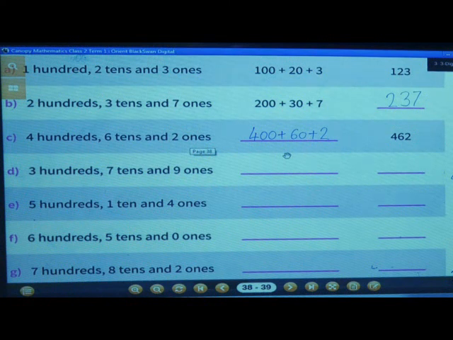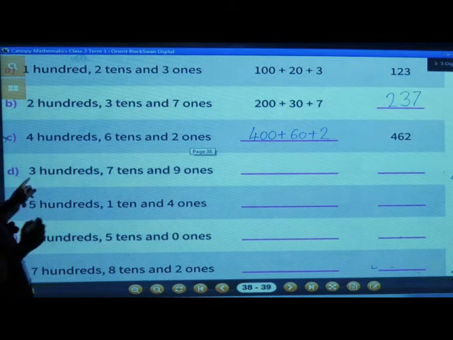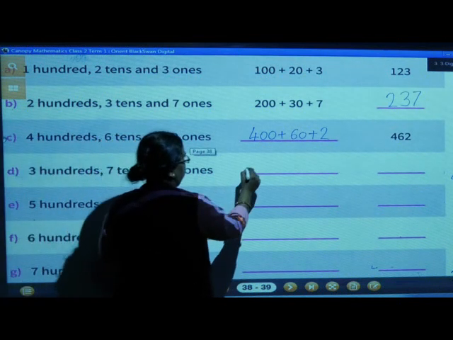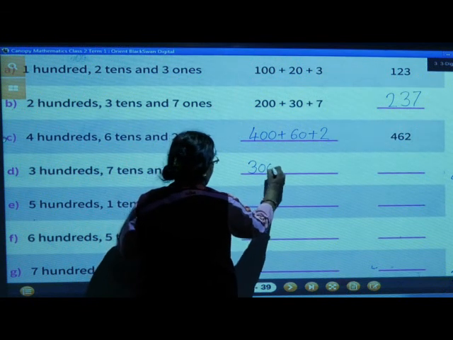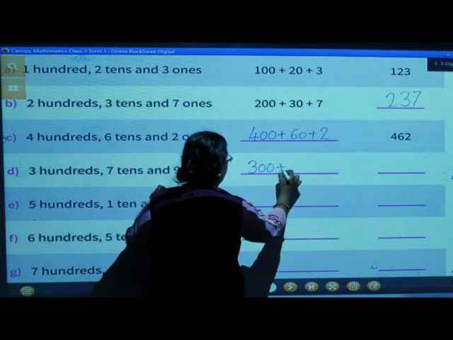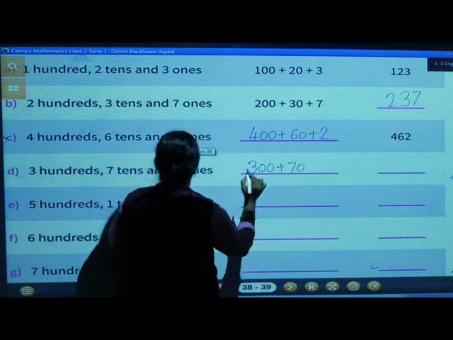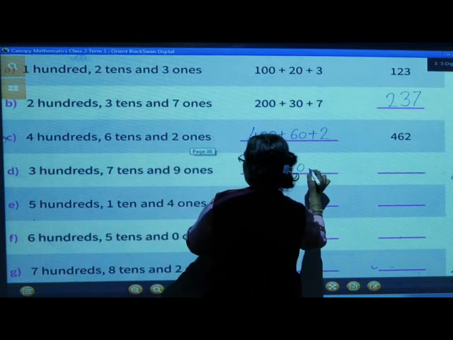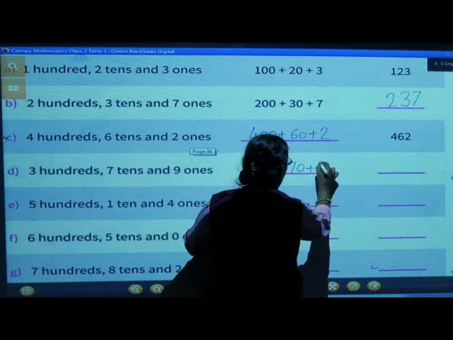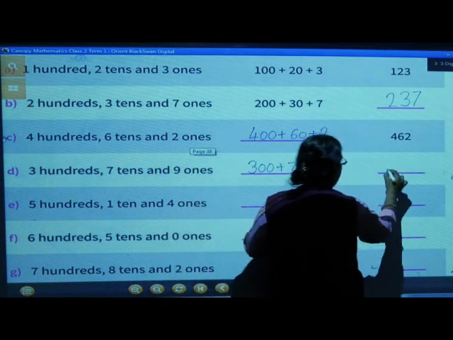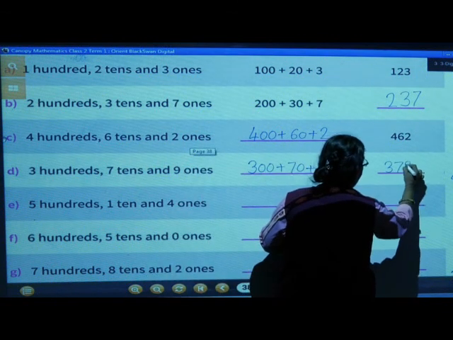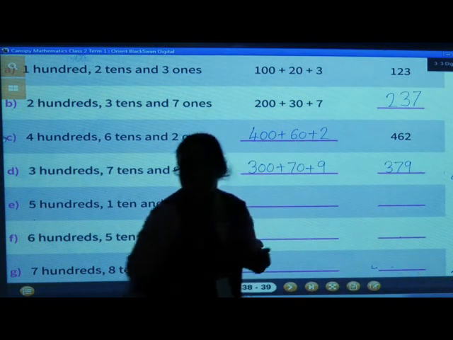Yes. Now see the next, D1. Come on, write with me. D1, 300 plus 70 tens plus 9 ones means 379. In this way you will write.